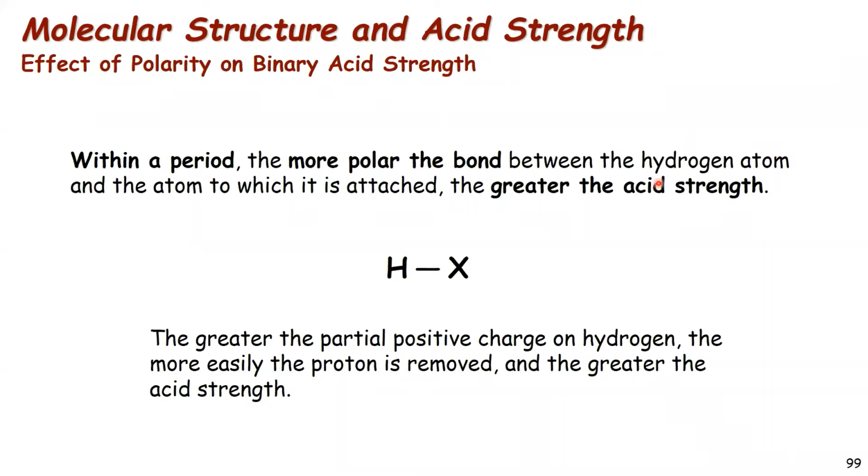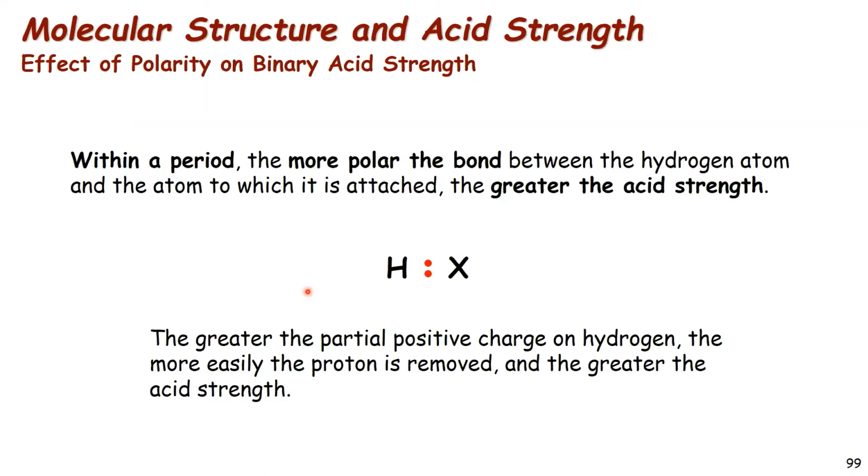So within a period, the more polar the bond, now again, be careful because we're going to talk about periods and groups. So remember what a period is. That is the rows going across the periodic table. So within a period, the more polar the bond between the hydrogen atom and the nonmetal to which it's attached, the greater the acid strength. In other words, the greater the polarity of this bond, the greater the acid strength.